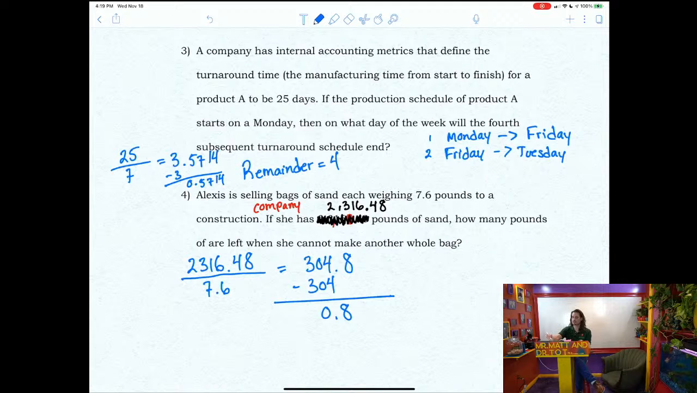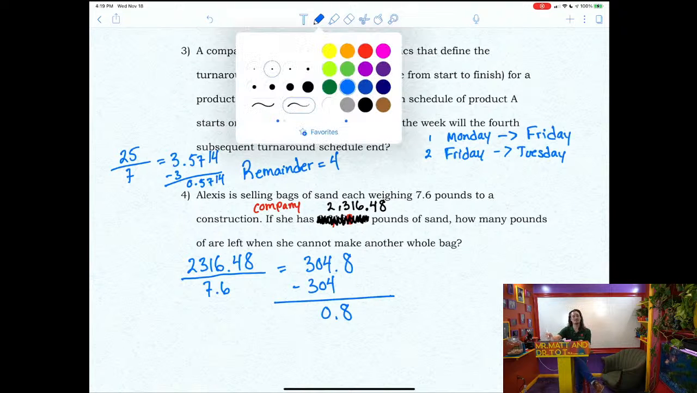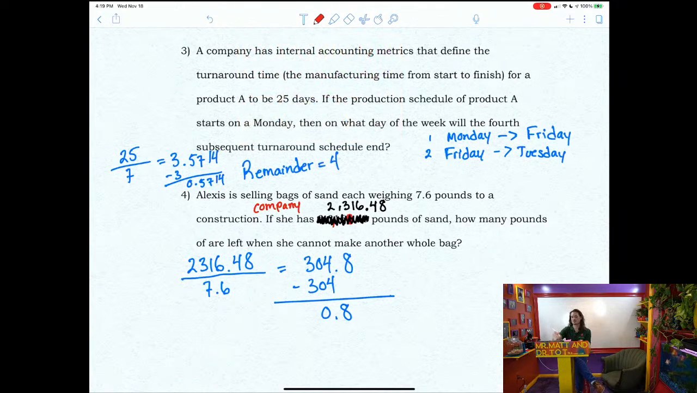I'll give you 2 more minutes to look over these problems, and then I'll give you the solutions.